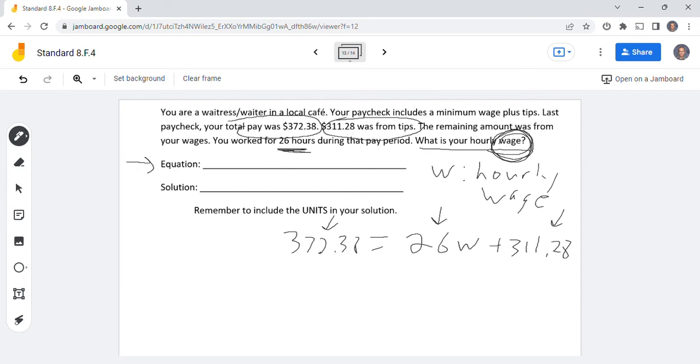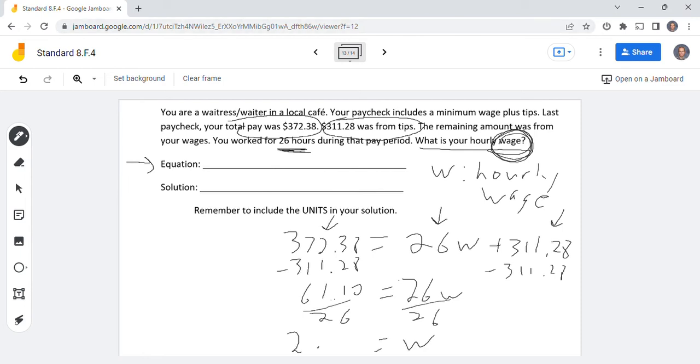All right, we're going to solve this one just like we did before. So we're going to subtract 311.28. That gives us a total of $61.10. Over here we have 26W. Let me fix that typo there. 26W, divide by 26, divide by 26, and that should give us our wage. And that ends up being $2.35 per hour. So our solution, our wage equals 2.35. The units are going to be expressed by putting that $ sign there.